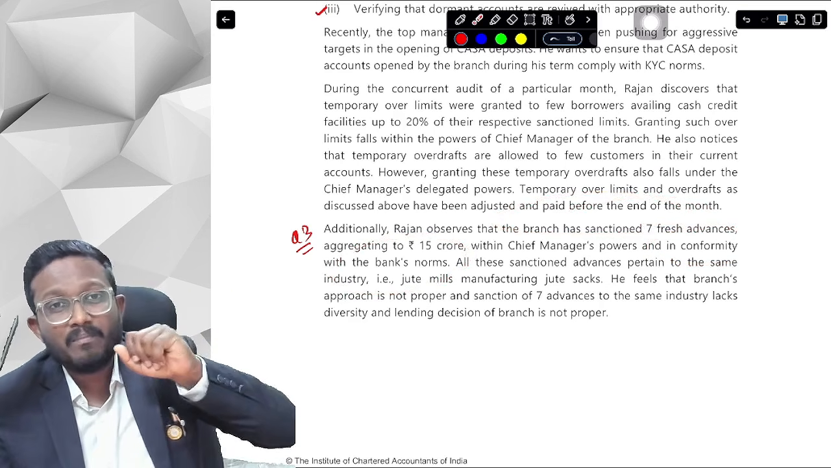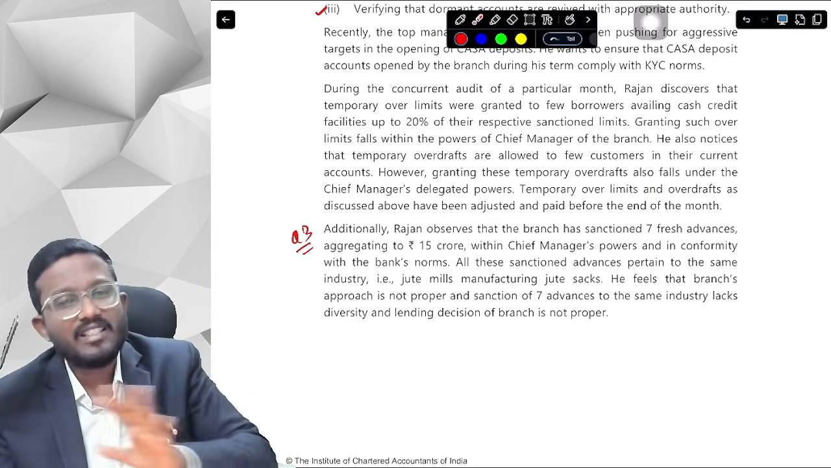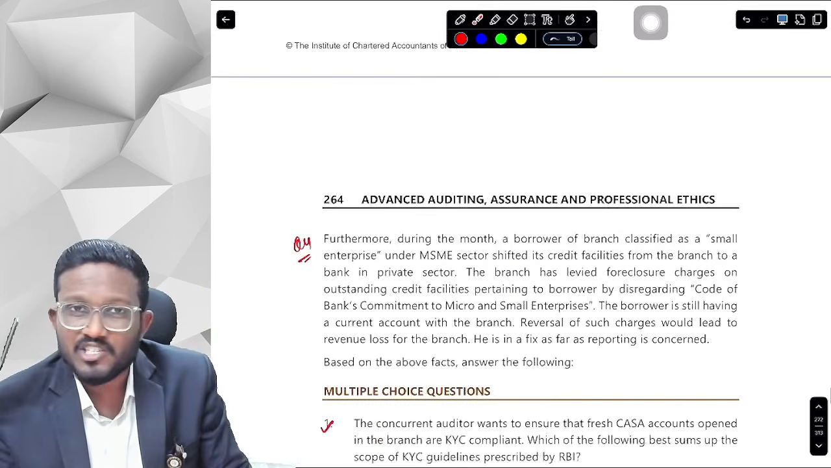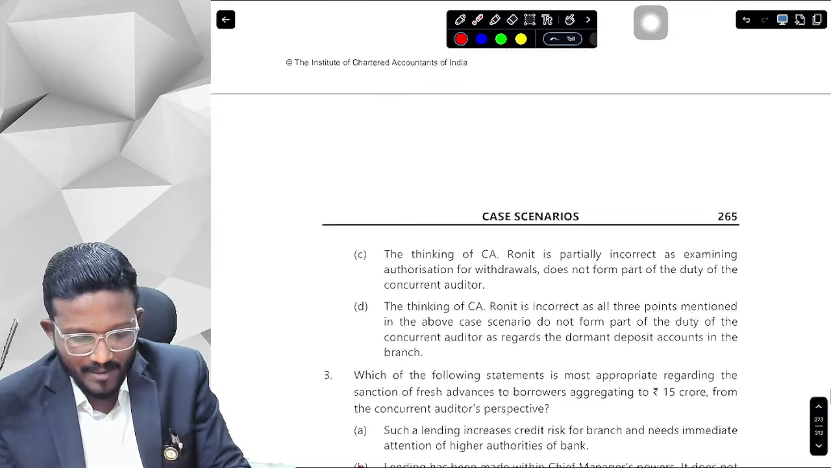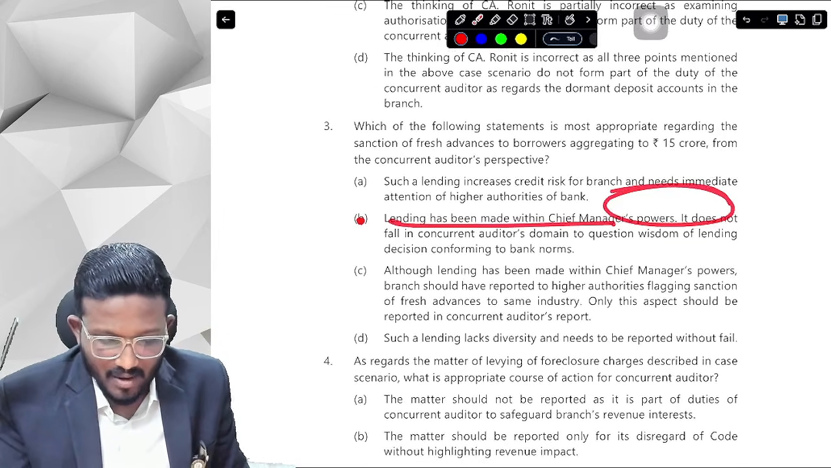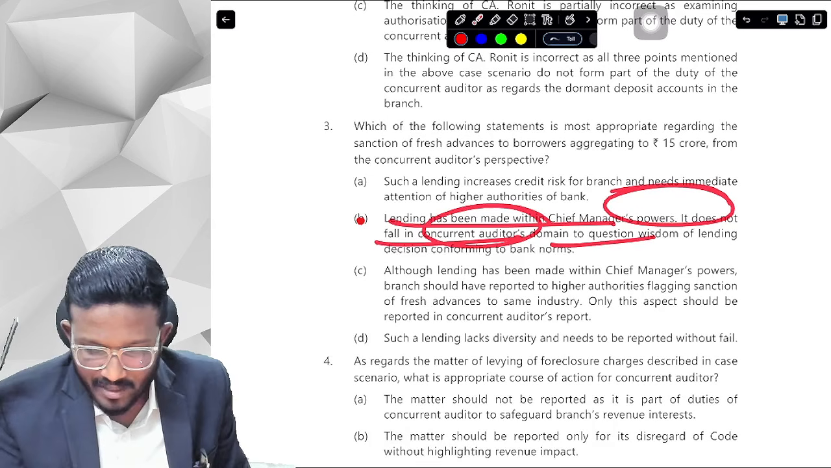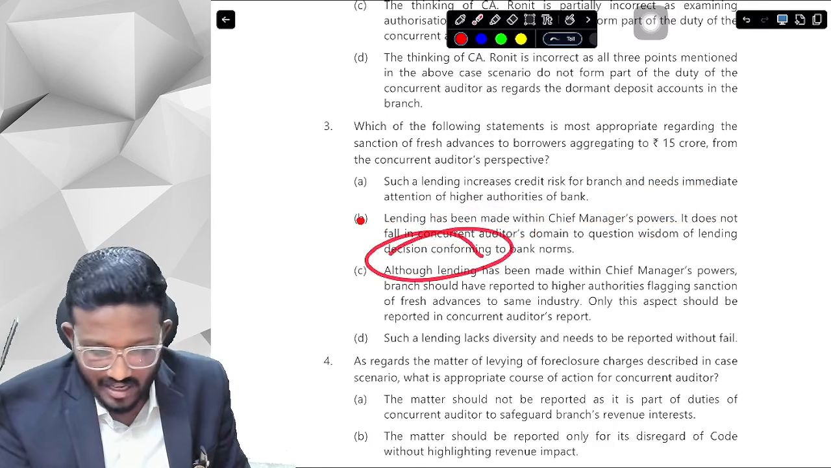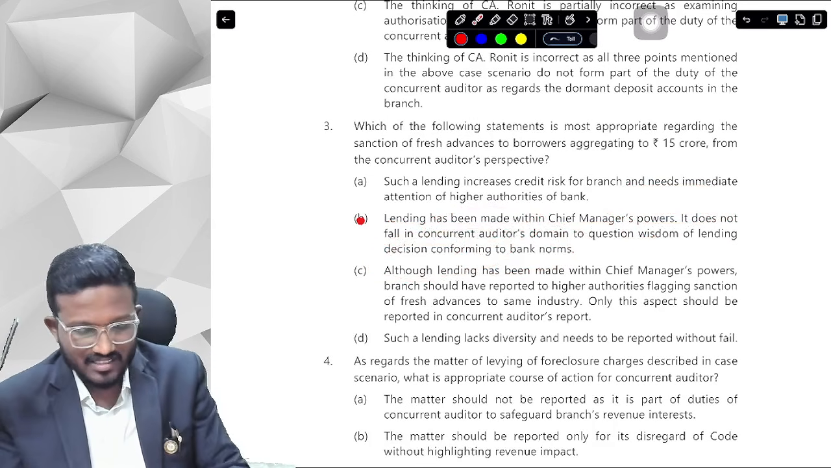But since it is the bank norm and it is in the power of the chief manager, we do not have to do anything. We cannot question the chief manager's credit decisions. Yes sir, because we are the concurrent auditor, we are not the banker. So here lending has been made as per the powers and it does not fall in the concurrent auditor's domain to question the wisdom of a lending decision conforming to bank norms. Okay, yes sir. Next?